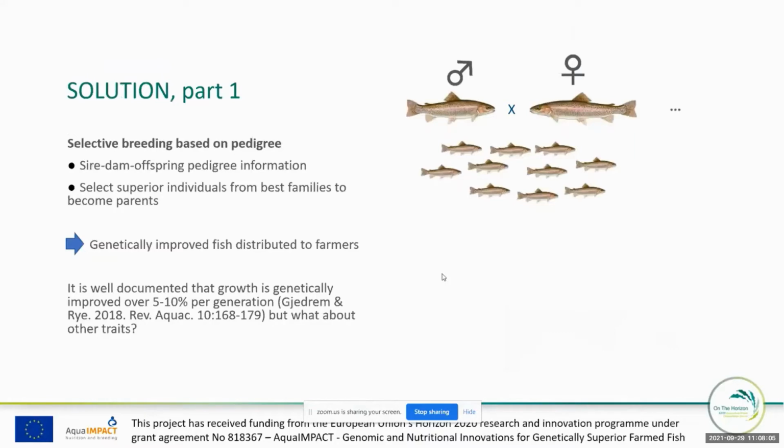What is selective breeding? In traditional selective breeding, we use pedigree information, so family level information about the performance of different families. We identify high performing families and low performing families, and we select the superior individuals from the best families to be the parents, and this leads to genetic improvement. It's well documented that growth can be genetically improved over 5 to 10% per generation using this method. But then the question is, what about the other traits, the FCR and others?